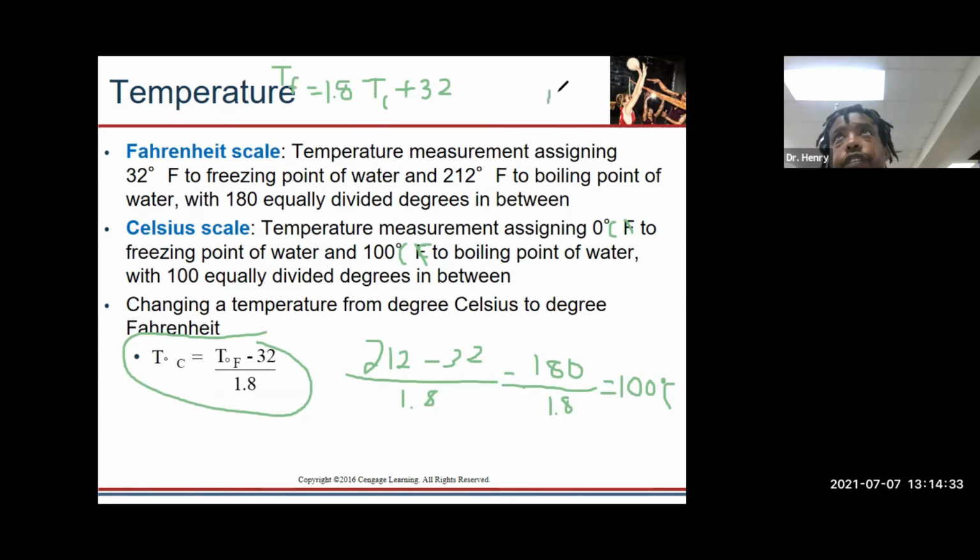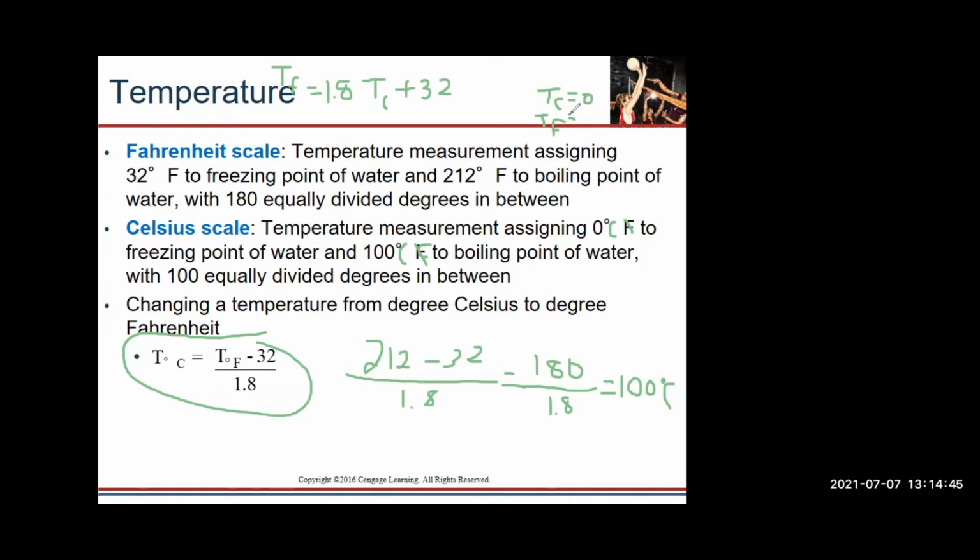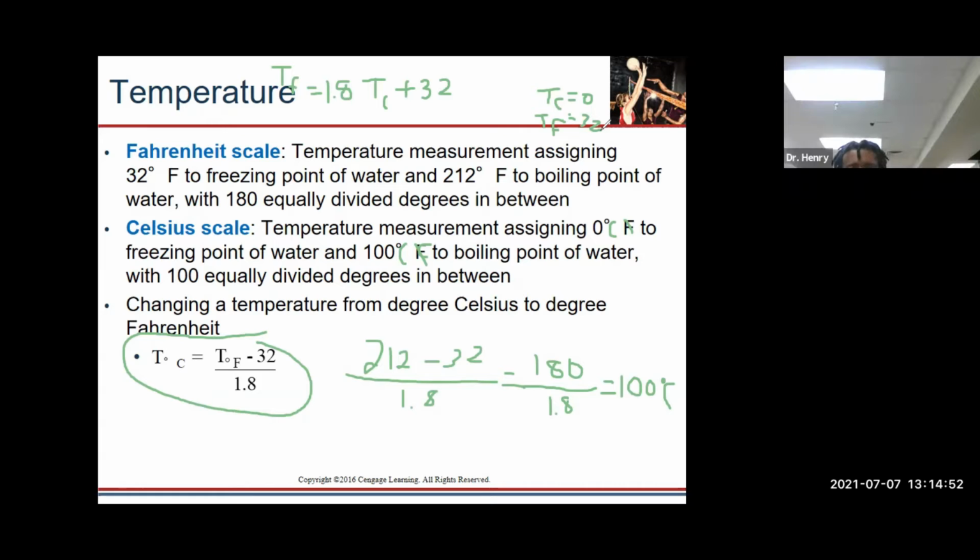So if we have TC equal to 0, what is TF? $32. Okay, piece of cake, not too hard. Excellent. Let's move on.